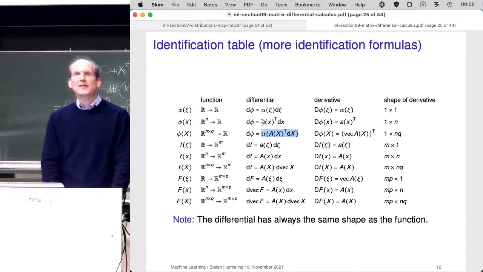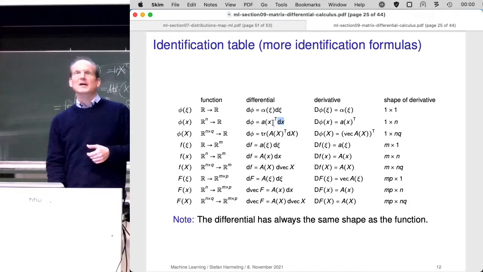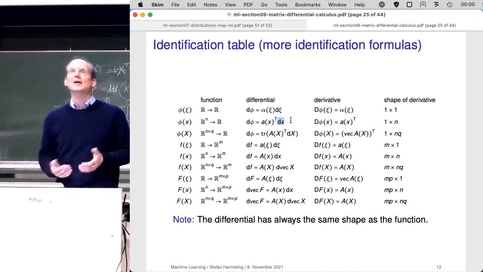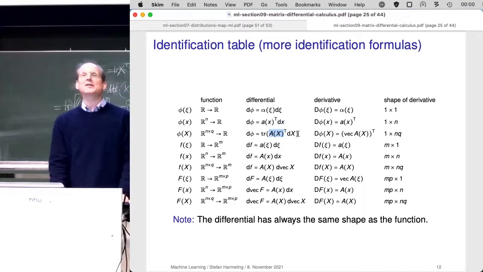So let's look at the line above. The line above is taking the inner product of an n-dimensional vector with another n-dimensional vector, which basically means summing up all entries: the first entry of A(x) times the first entry of my differential, the second entry of A(x) times the second entry of my differential, and summing all of these up. So what would be a generalization for matrices? Basically, taking each entry of this matrix A of x and multiplying it with each entry of my matrix dx, and summing everything up.